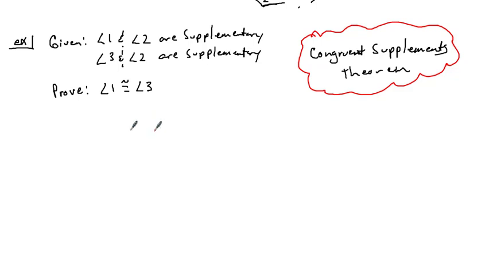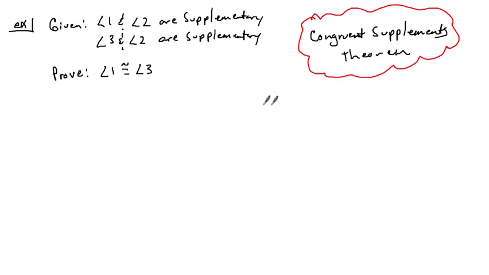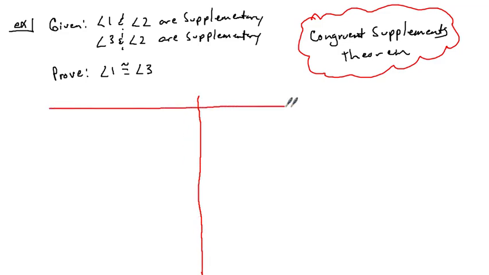So let's start out with our proof. Remember, we do two-column proofs. So I'm going to draw my little divider here. And remember, on the left side, we put our statements. These are statements that we believe to be true based on facts or theorems or other things we know. And over here, we put the reason that we know those statements.